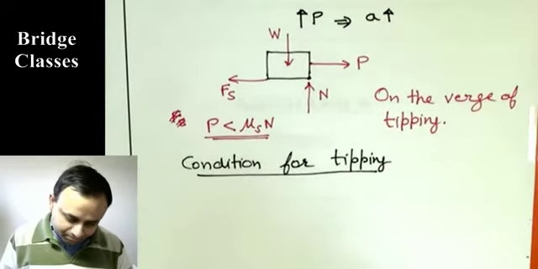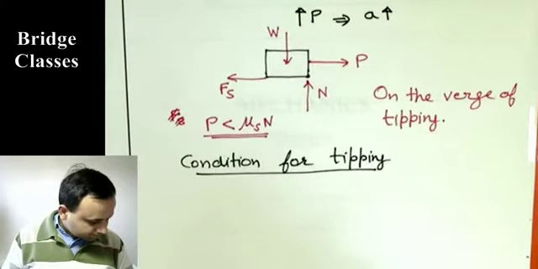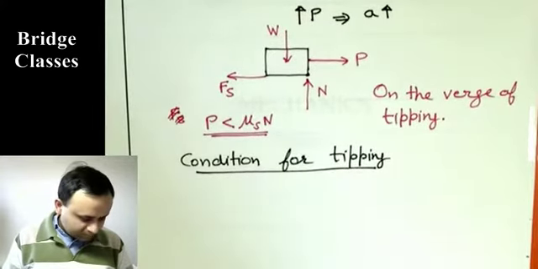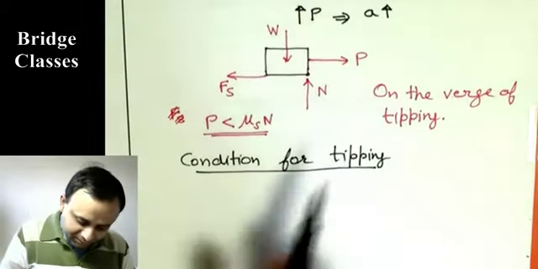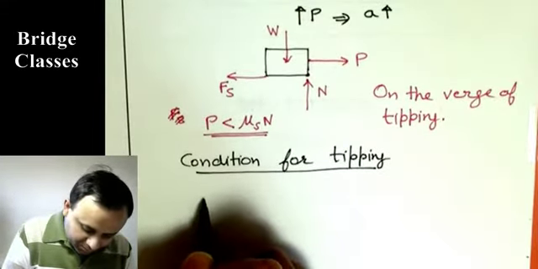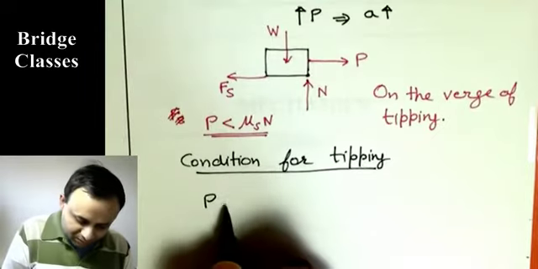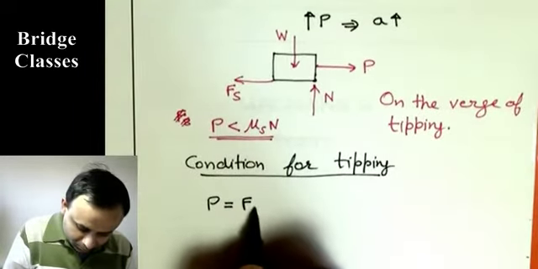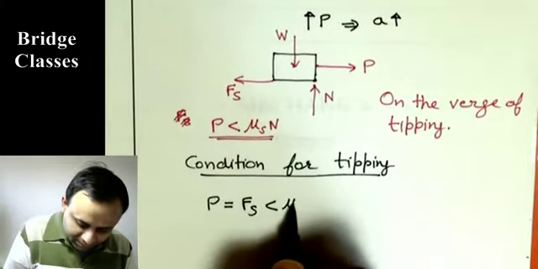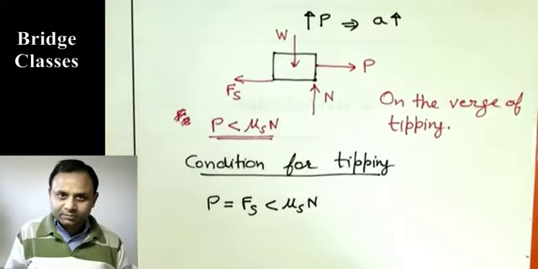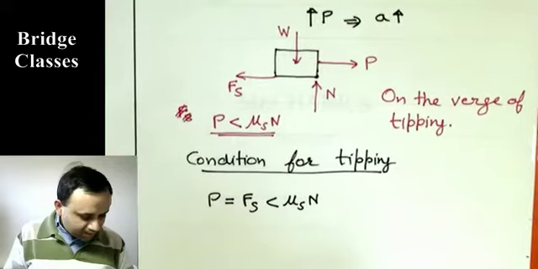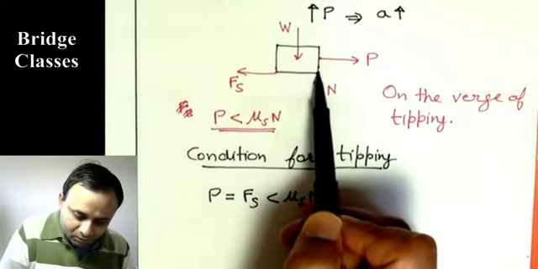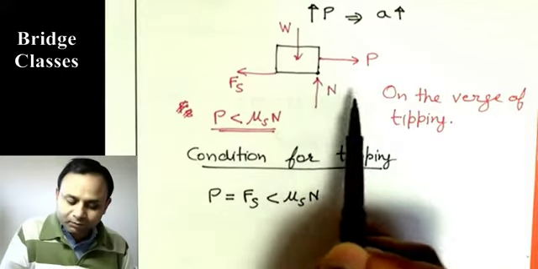you can say two things. One is this applied force P, which is equal to Fs, is less than mu s N. So the body has not slipped. And the other is normal reaction now is acting at this point, so it cannot go beyond this.